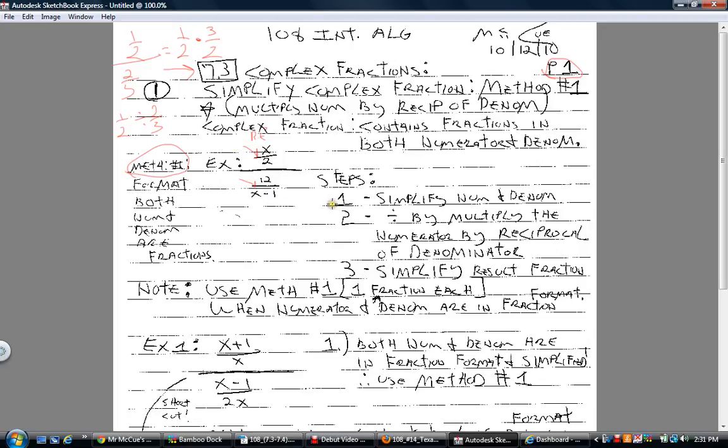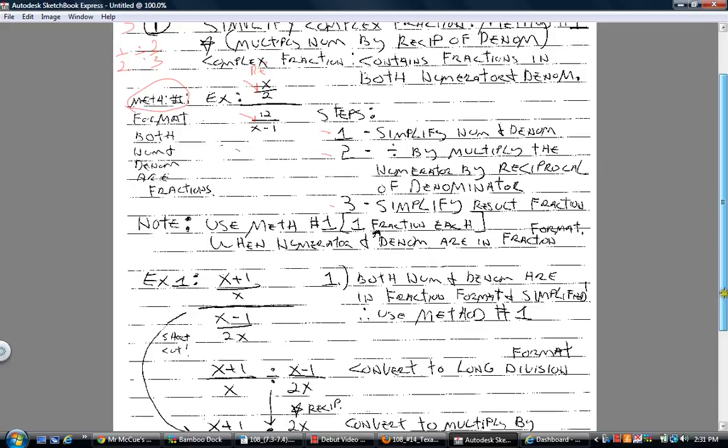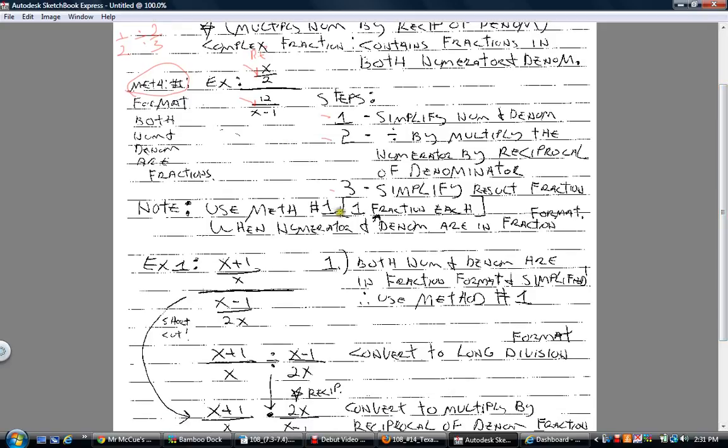Now look at my steps. Simplify the numerator and denominator, and divide by multiplying by the reciprocal of the denominator. Simplify your result, 1, 2, 3. Okay, so let's get down here. Let's work an example. Use method number 1. I'll read this to you. When you have one fraction, one rational expression in each of the numerator and denominator. Again, that read is the fraction bar. Okay, so let's take a look at example 1.